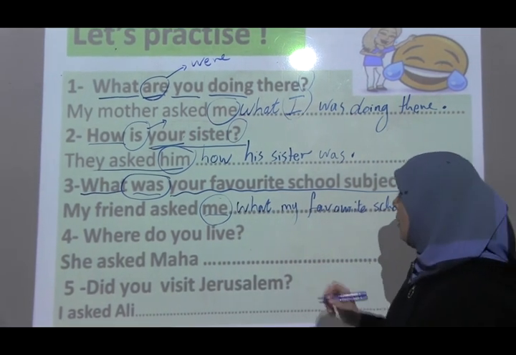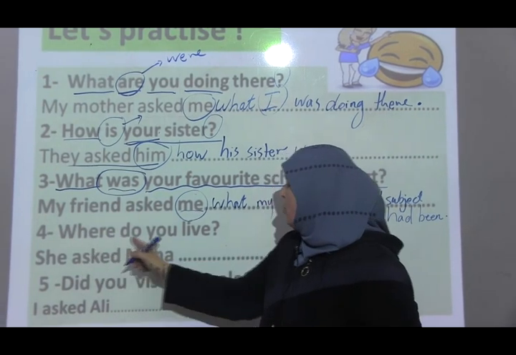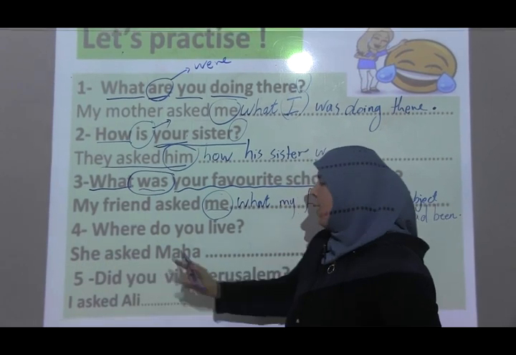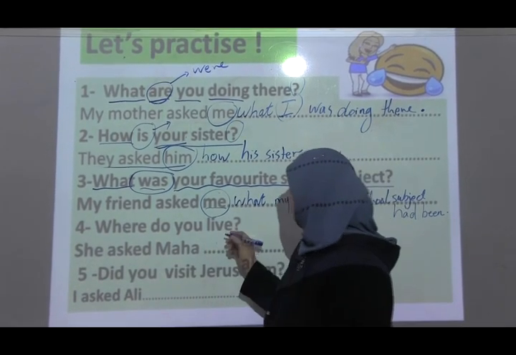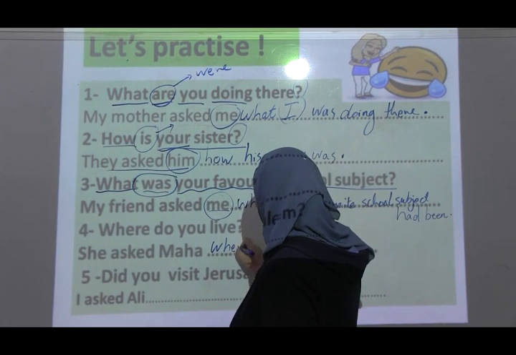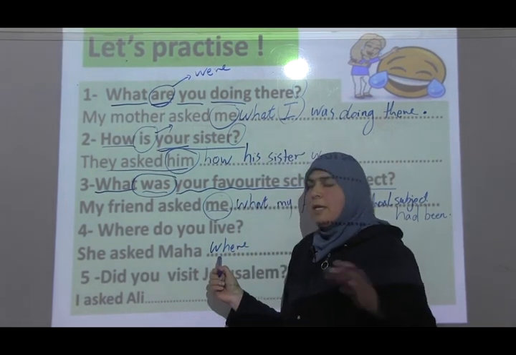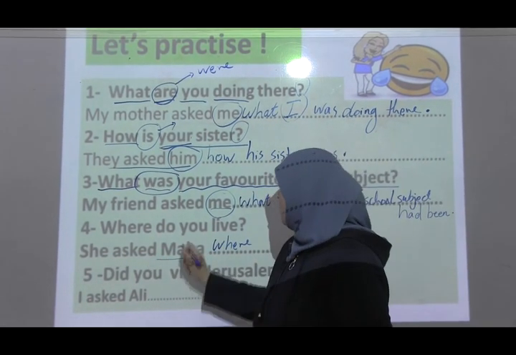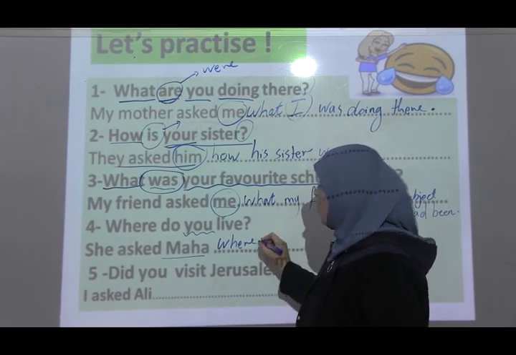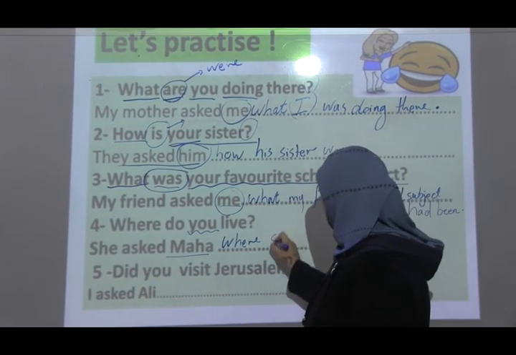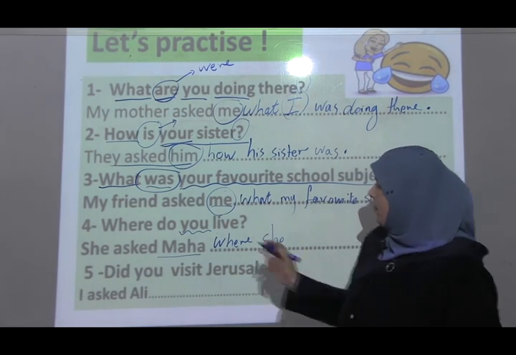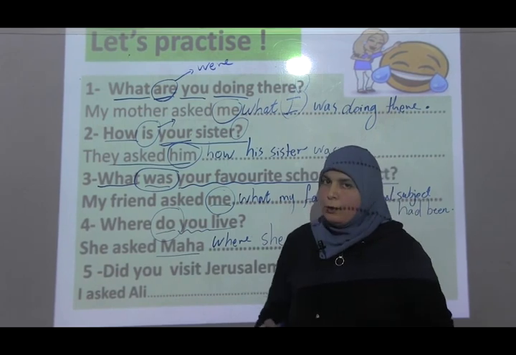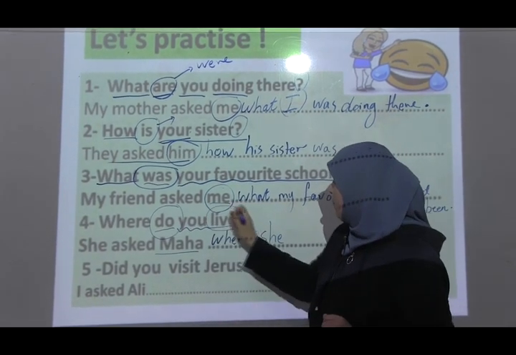Well done. Okay. The fourth example, where do you live? Where do you live? Okay. She asked Maha, where? It's familiar to you now that we use the WH word immediately after the starter. She asked Maha where. I'm talking about Maha. The subject here is you. I change it into she. Where she. What is the verb here? Do, live.